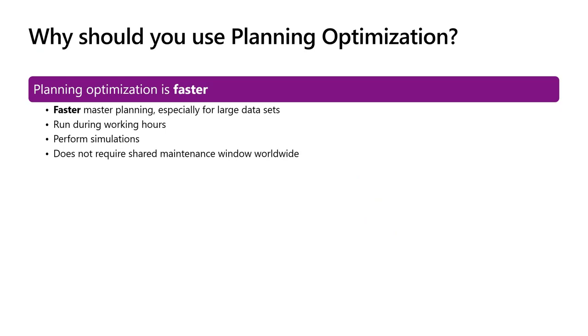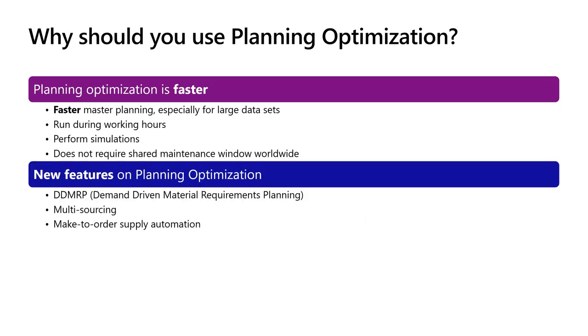Secondly, we have been introducing new planning features in planning optimization, and we will continue to do so. Some recent examples here include DDMRP and multi-sourcing. Going forward, new features will only be on planning optimization.